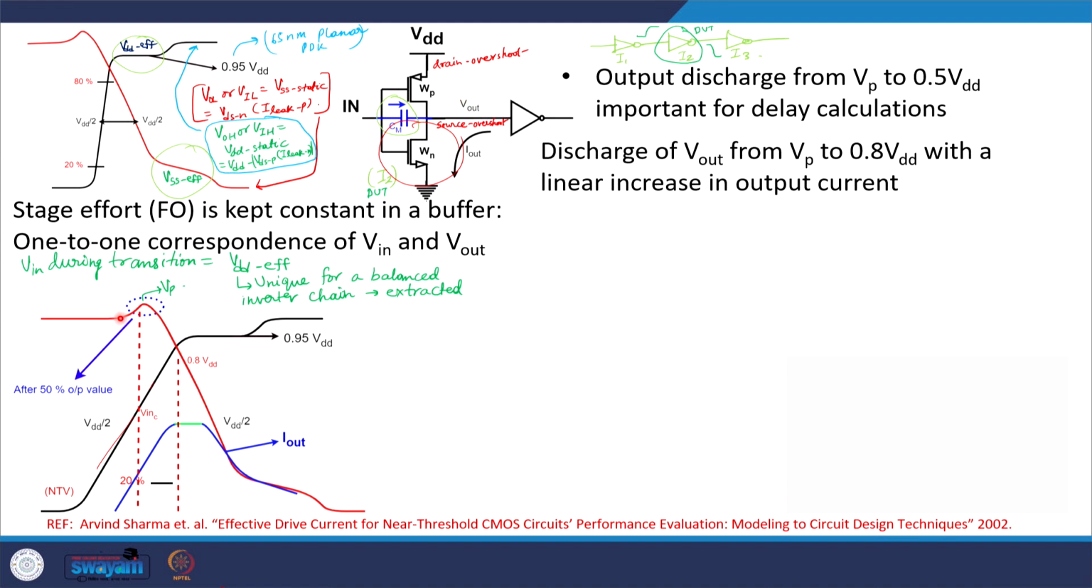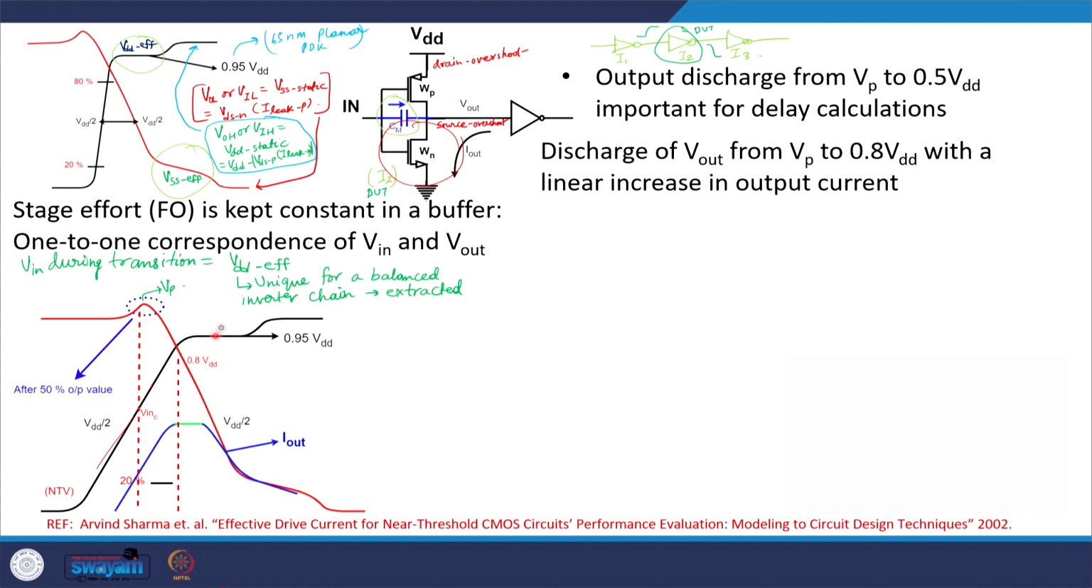So, there is an overshoot here, and we consider this in deriving the timing expressions. After this, the output falls, as is obvious, once the NMOS current starts becoming significant. So, what is the behavior of current?